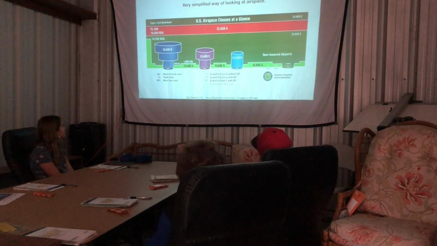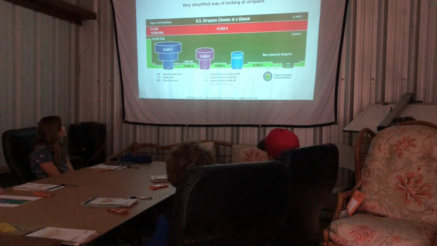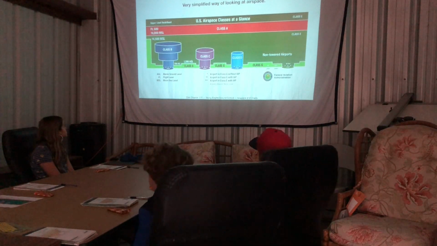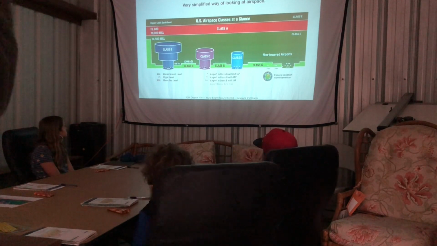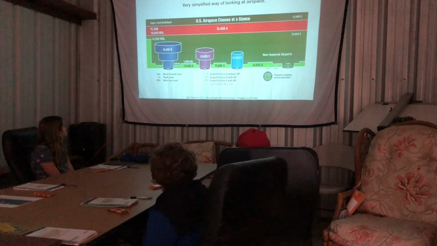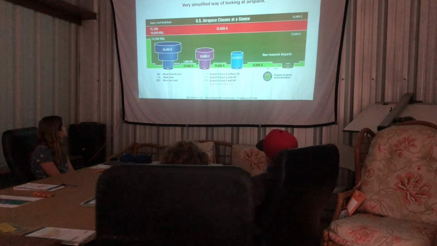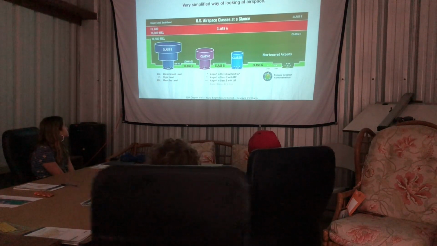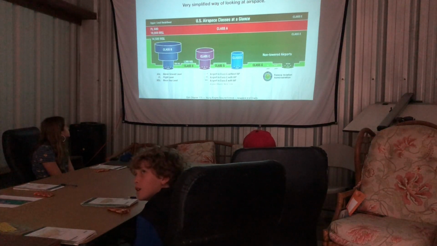And then this is the one that she was passing around. This is very simplified, because you don't usually find them looking exactly like this. They look slightly different. But the upside down wedding cake is the Class Bravos. Class Charlie usually just has one upside down wedding cake thing. And Class Deltas are usually a circle. And then Class A is above 18,000 feet. That's where the big jets and the turboprops fly. It's dashed, though.